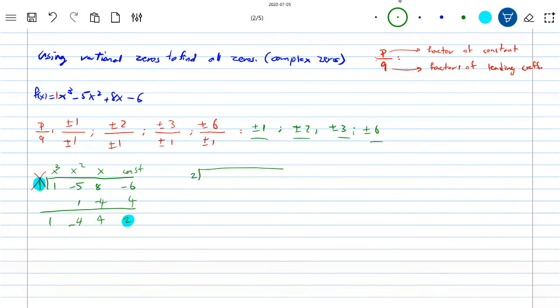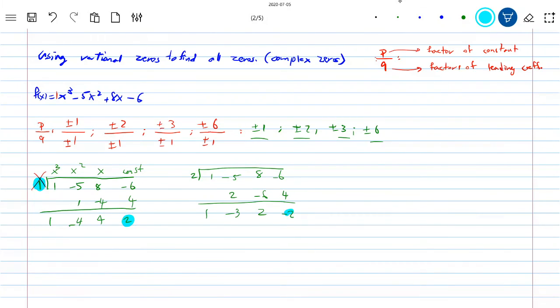What if we try 2? 1, -5, 8, 6, -6. Okay. Again, drag down 1. 2 times 1, 2. -3. 2 times -3 is -6. You'll have 2. 2 times 2, 4. What we get is -2.